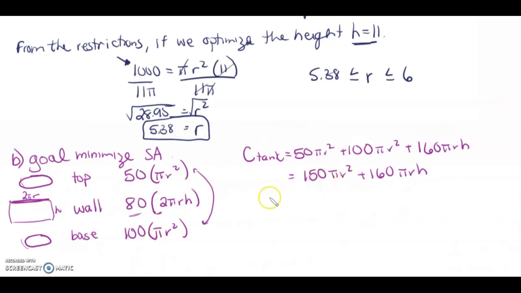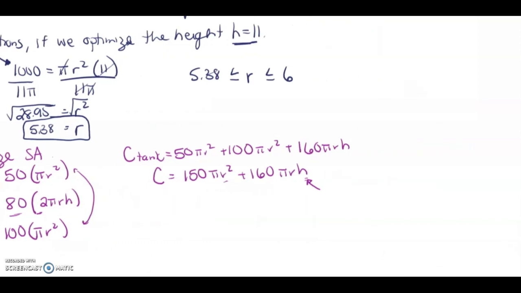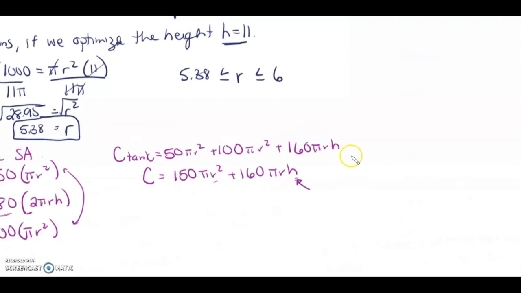So our issue with this is that we have three variables. We have the cost, so C equals, we have a variable R, and we have the variable H. So what we're going to do is find an expression for H in respect to R to sub that in. If we think about the volume, I'm going to do this as an aside. The volume is equal to pi r squared h, and we know that the volume is 1,000.